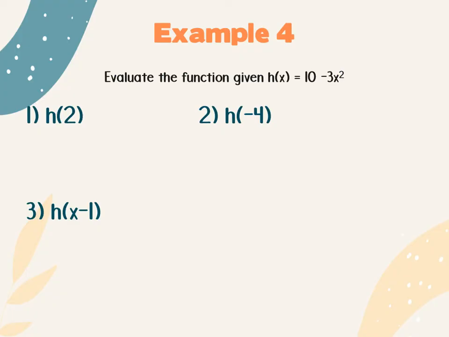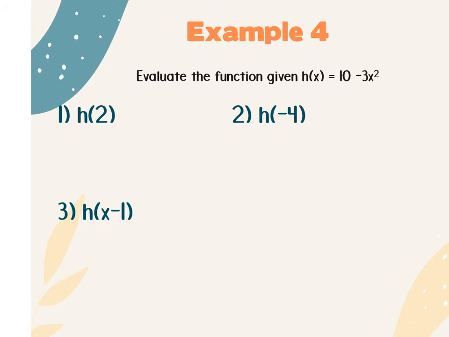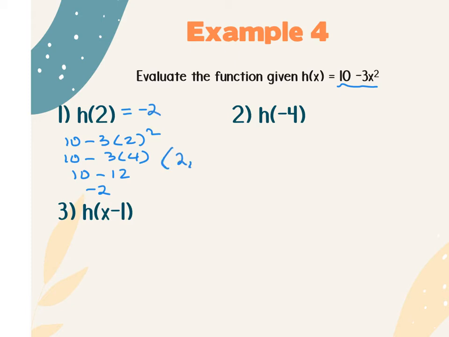Just a new function. So this time we're doing 10 minus 3x squared. But I'm going to replace for the first one a 2. So I'm going to do 10 minus 3 times 2 squared. Again, do not multiply first. Do the exponent first. So 10 minus 3 times 4, I get negative 12. And then I get negative 2. So h of 2 equals negative 2. Ordered pair, 2 comma negative 2.